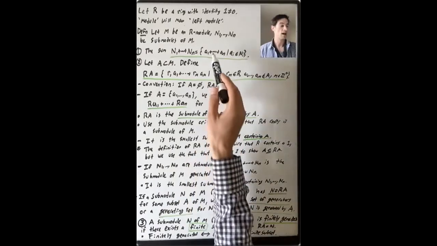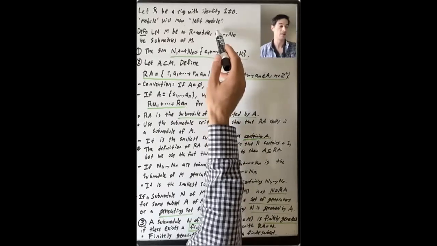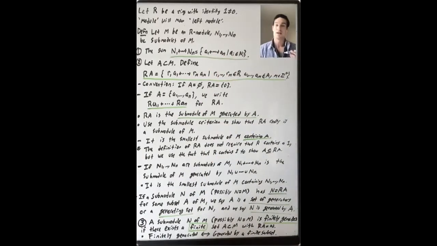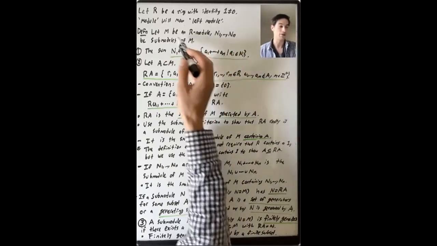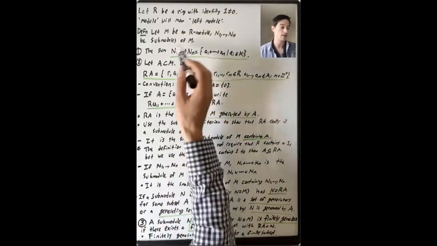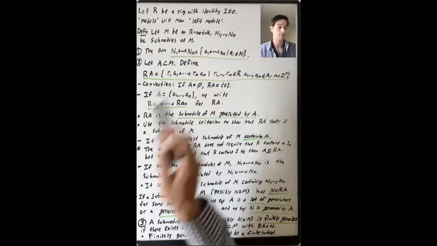So what are we doing? We're just taking sums of module elements from our set of submodules. You add two things in these submodules, you get another thing that's still in M. So this is going to be a subset of M. And in fact, it's not very hard to see that it's not just a subset, but it's actually another submodule.